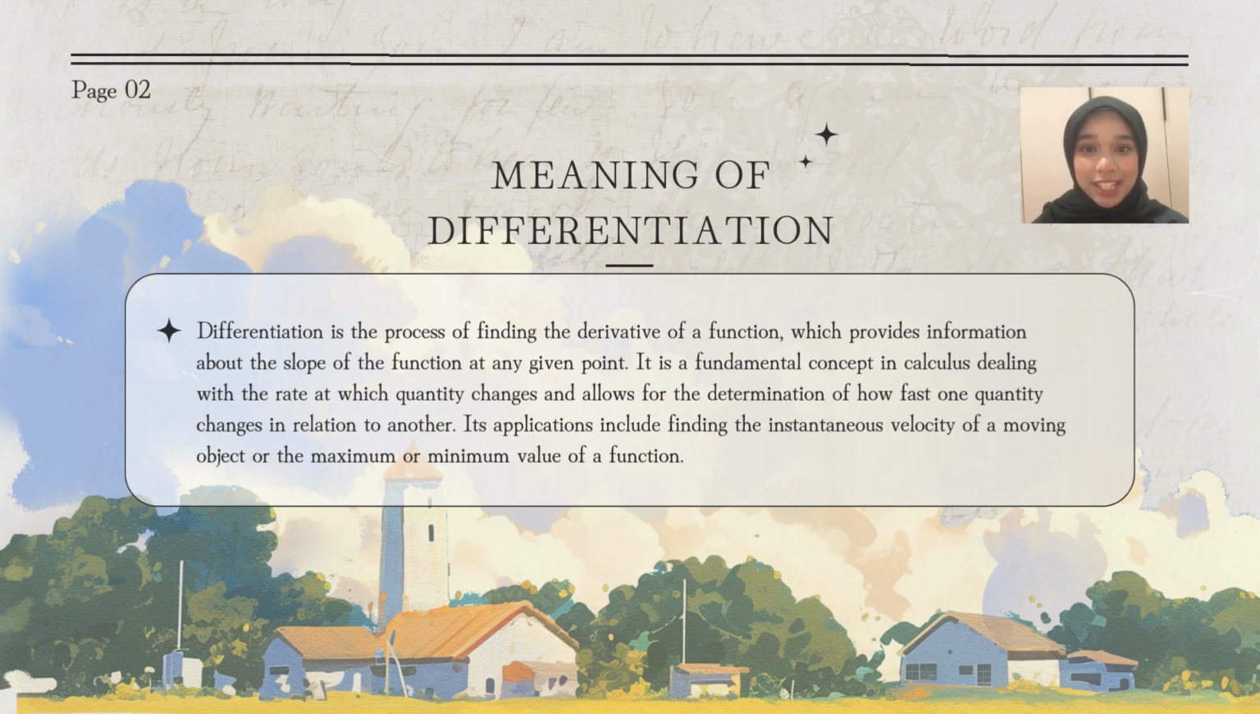Meaning of differentiation. Differentiation is the process of finding the derivative of a function, which provides information about the slope of the function at any given point. It is a fundamental concept in calculus dealing with the rate at which quantity changes and allows for the determination of how fast one quantity changes in relation to another. Its application includes finding the instantaneous velocity of a moving object or the maximum or minimum value of a function.